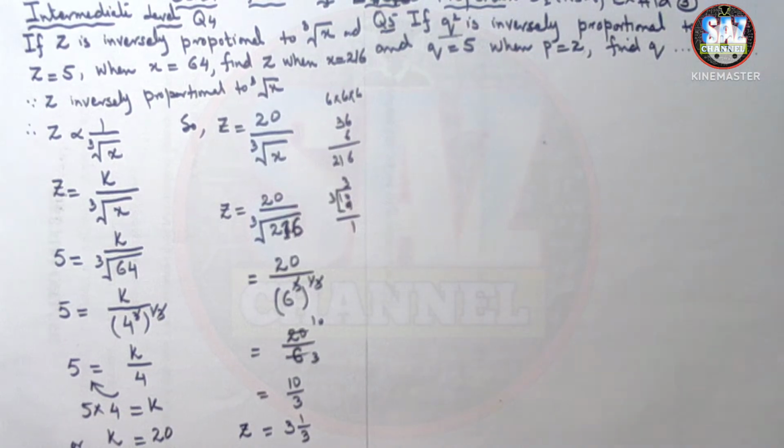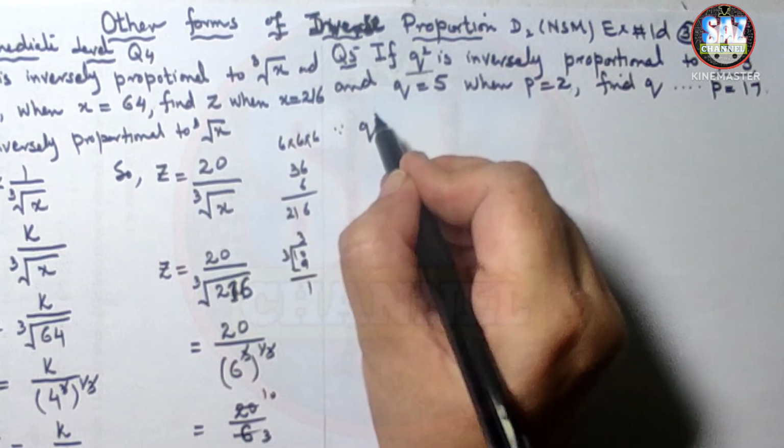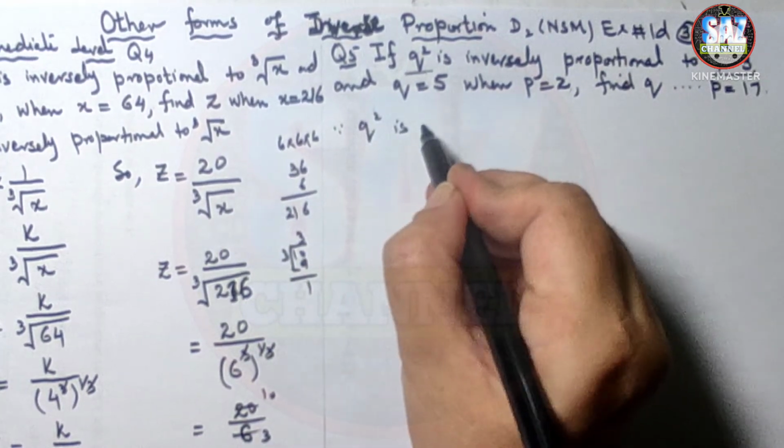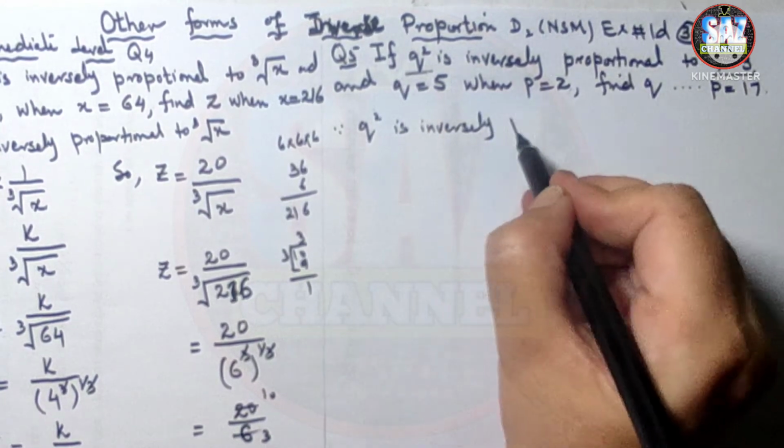Again, really easy question. The requirement is that we have to find the value of q when p is given, but before that we have to find the relationship between q square and p plus 3 when they are inversely proportional to each other. So let's begin the solution. Because q square is inversely proportional to what?